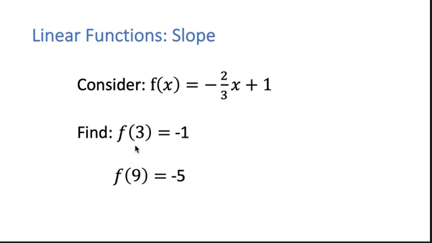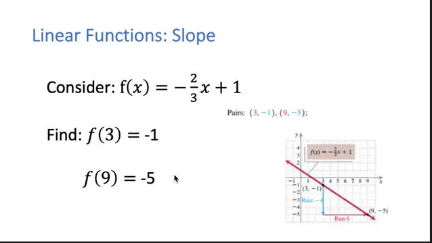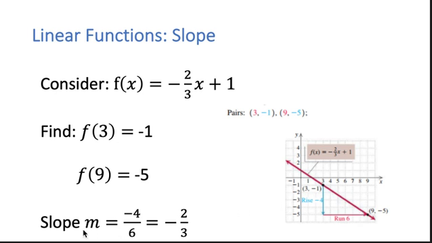So now we have ordered pairs. We have the ordered pair 3, -1 and 9, -5. So when you graph that on your graph, so here's 3, -1, and here's 9, -5, then we could do that rise over run. So to get from this point, 3, -1, to the second point, I have to go down 4. So the rise is -4. The run is 6. So the slope of this line, M, is -4 rise over 6, which is the run.